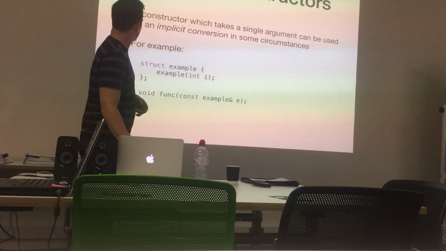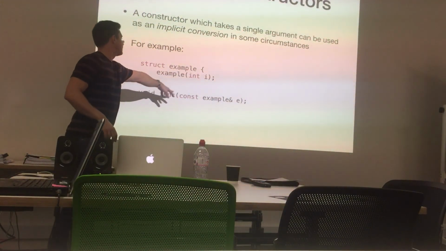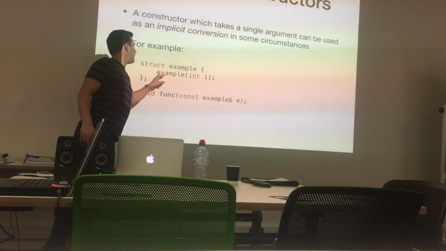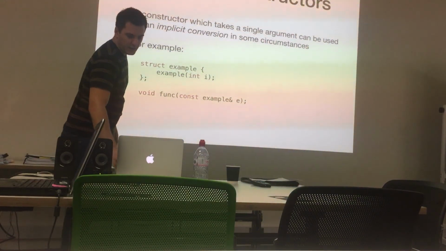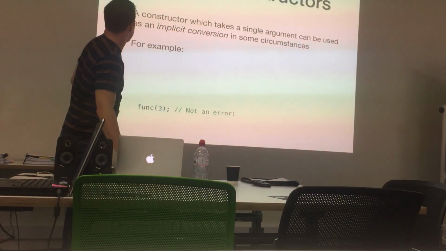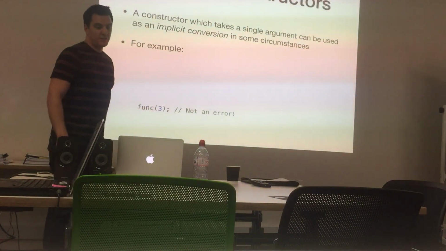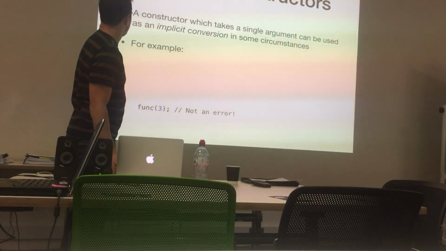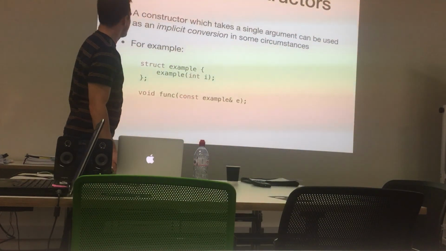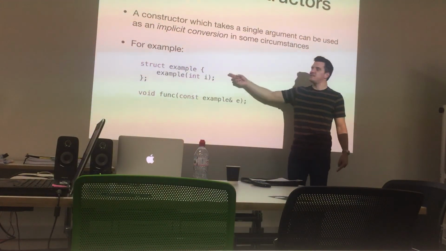I'm a bit worried this isn't going to work, but there we are. So this is a function which takes an example. Example has a constructor taking an int. But the crazy thing is we can call that function with just an int, right? And what's happening is if we call func with 3, the 3 is being implicitly converted into an example.